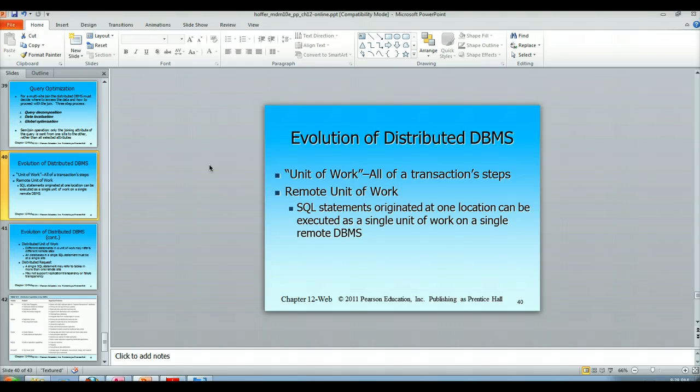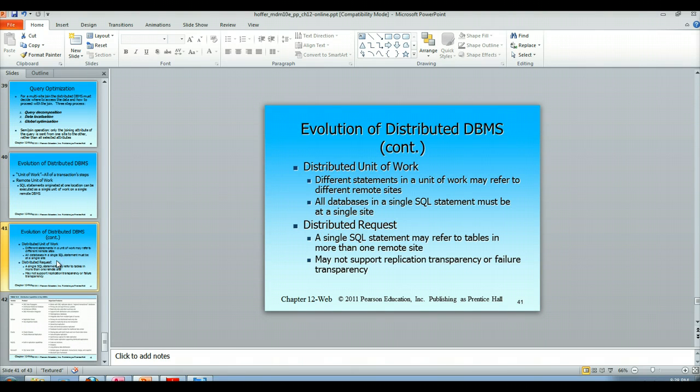Then what happens is we can have a distributed unit of work. So we have different statements in a unit of work that refer to different remote sites. All the databases in a single SQL statement must be at a single site.